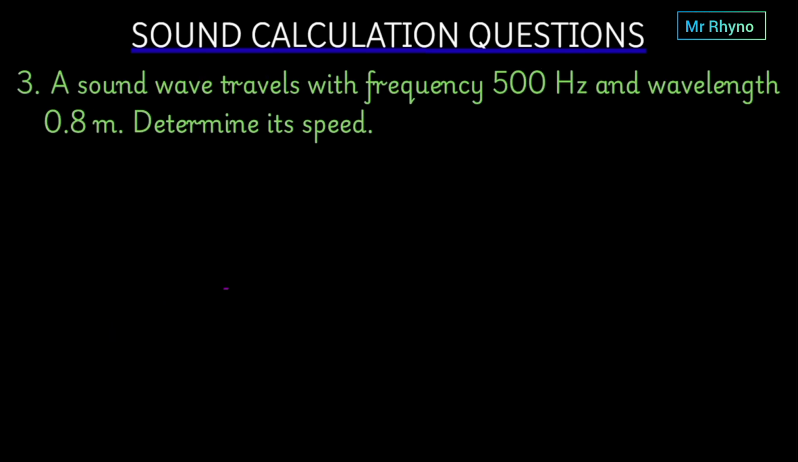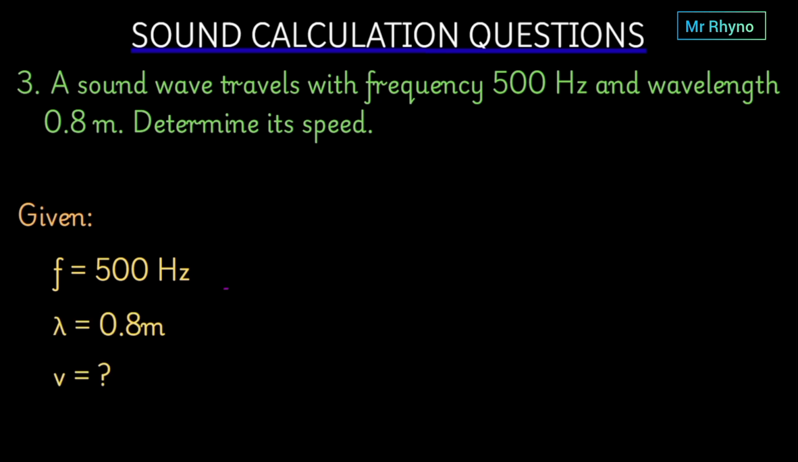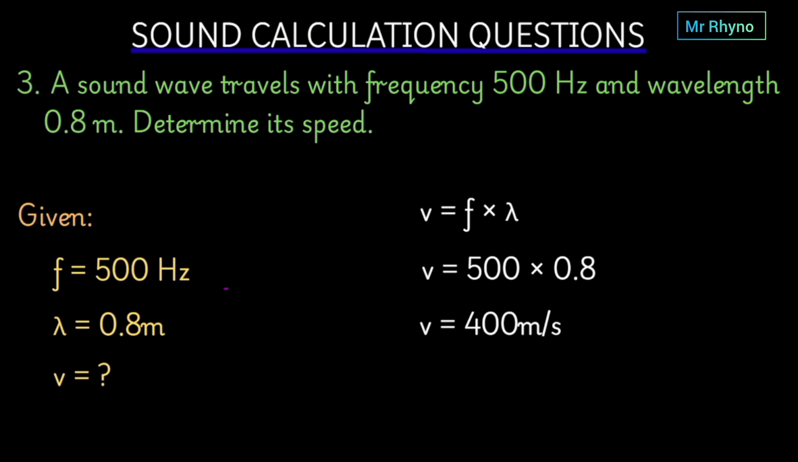Question 3. A sound wave travels with a frequency of 500 Hz and a wavelength of 0.8 meters. Determine its speed. We have F given as 500 Hz and we also have the wavelength at 0.8 meters and we need the speed. Speed is given by frequency multiplied by wavelength. So that shall be 500 by 0.8 and that gives us a speed of 400 meters per second.